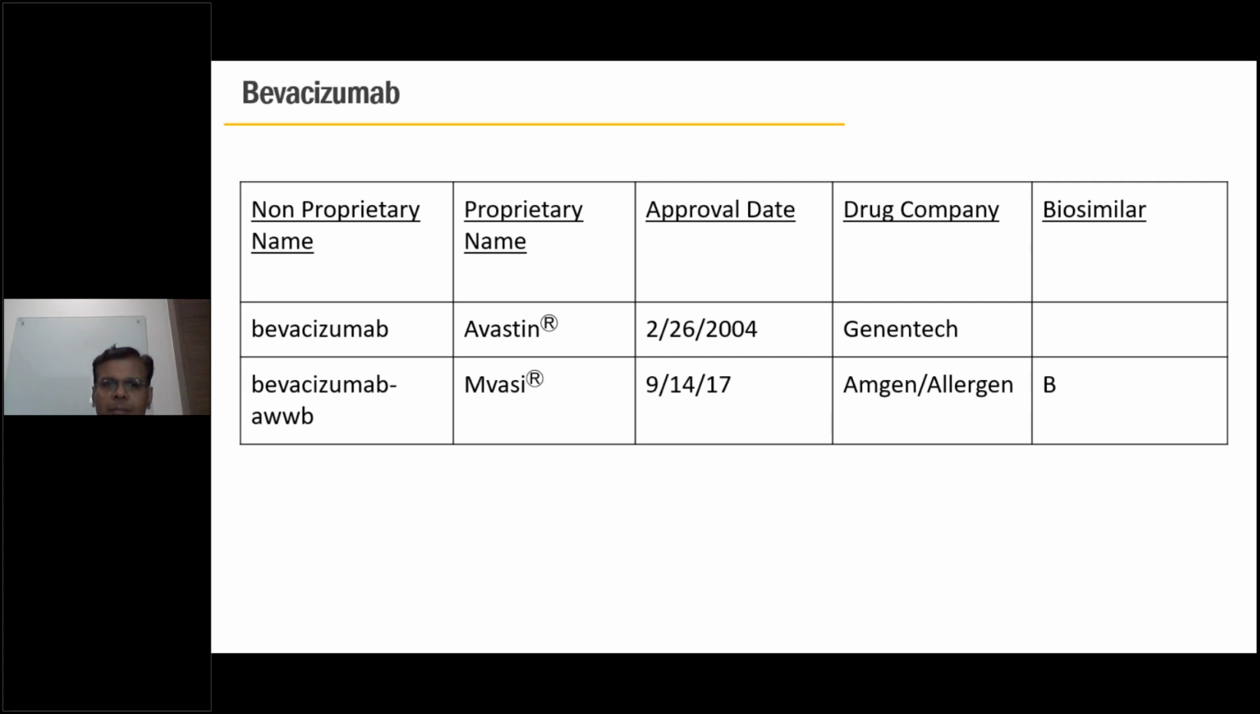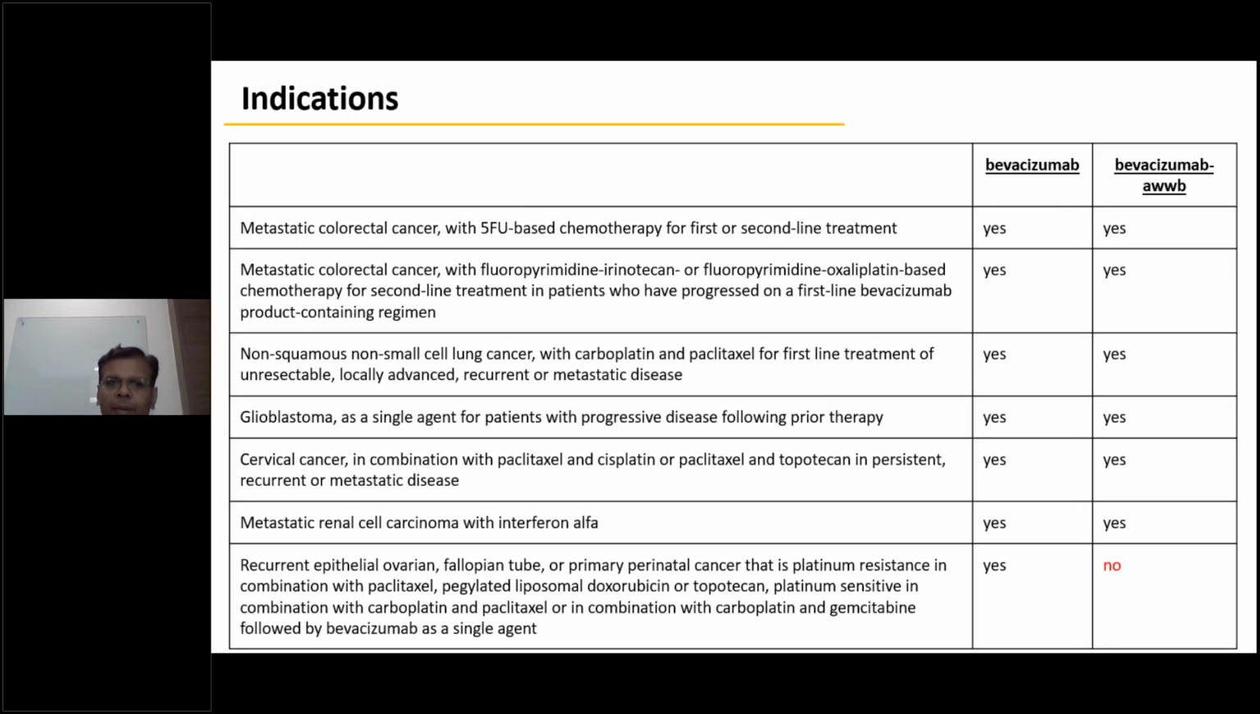Say bevacizumab. Bevacizumab is coming from Genentech, and then there is another bevacizumab from Amgen. Now, when you try to compare the various indications in which bevacizumab is used, they do allow the use of the biosimilar from Amgen in all the indications except, say, epithelial ovarian and fallopian tube cancers. These are a special type of cancers for which you don't get an approval, right?